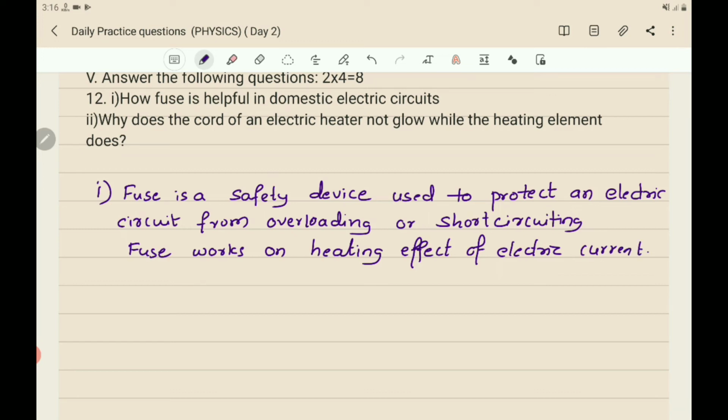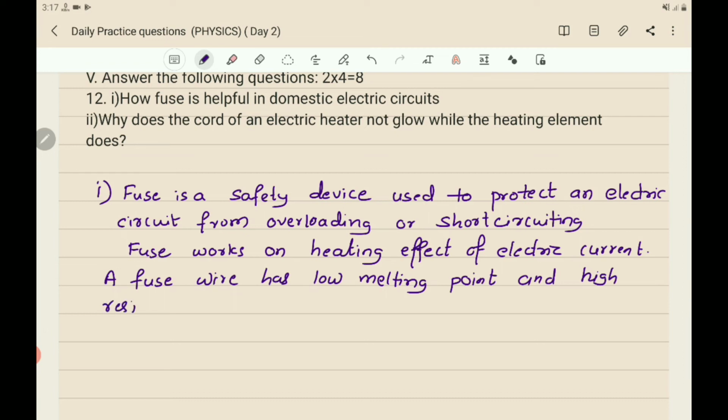You write, a fuse wire has low melting point and high resistance.